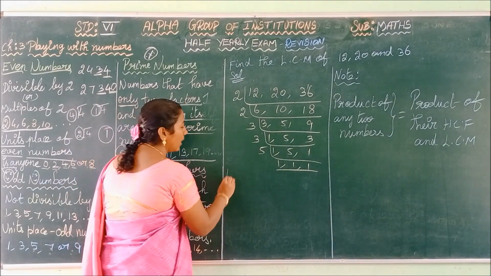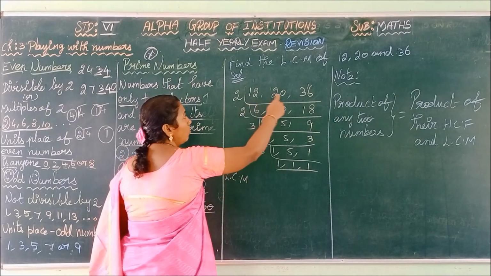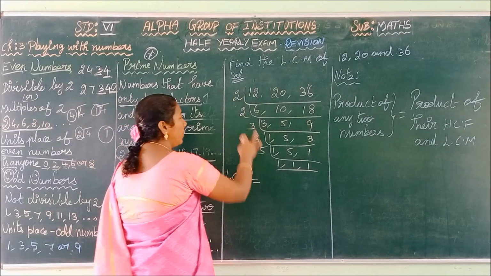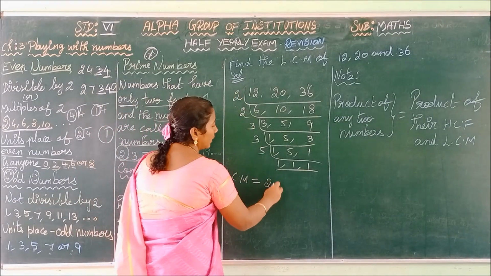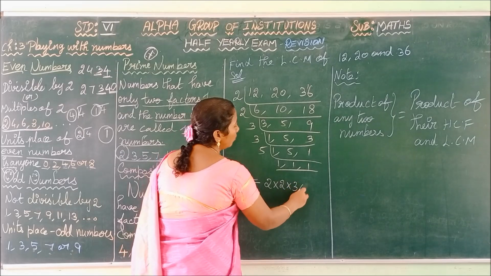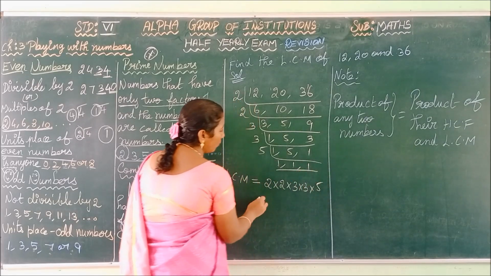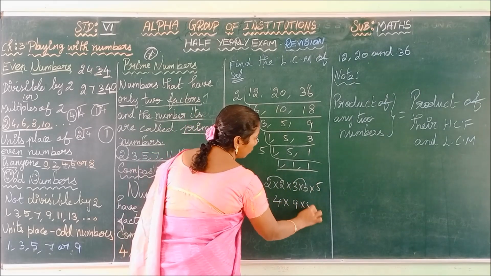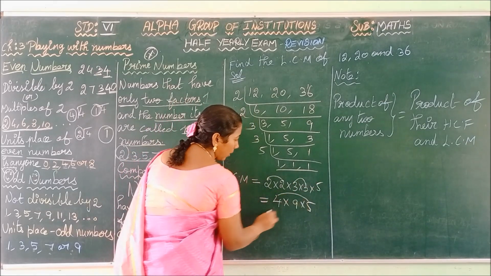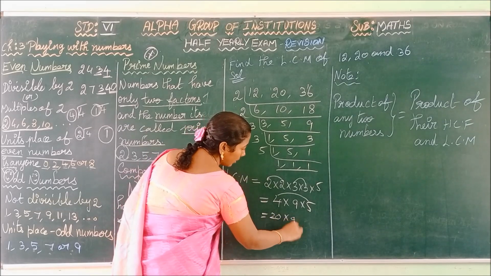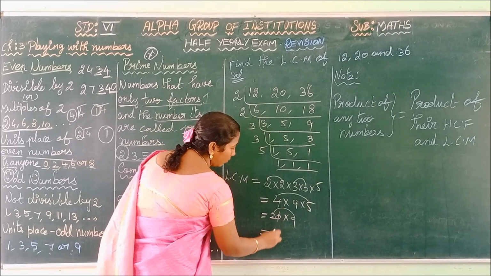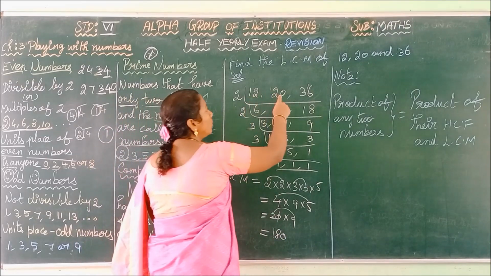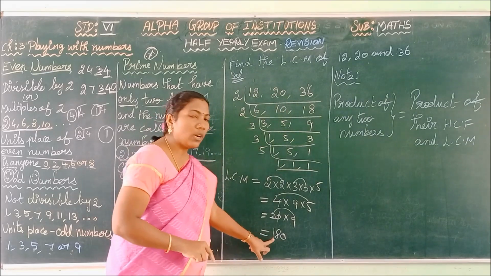Thus we have factorized the given numbers. Next we have to find the LCM of 12, 20 and 36. How can we find the LCM of the given numbers? By multiplying these factors. What are the factors? 2 into 2 into 3 into 3 into 5. 2 2s are 4. 3 3s are 9 into 5. So 5 4s are 20 into 9. So forget the 0. 9 2s are 18. Now add the 0. Thus LCM of 12, 20 and 36 is 180.